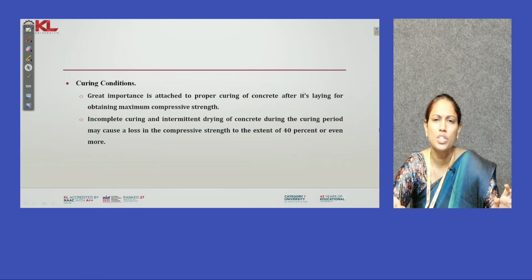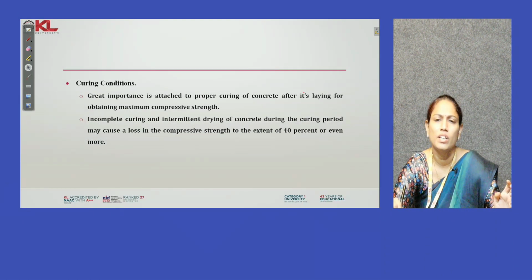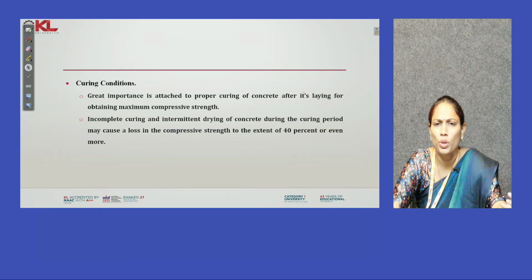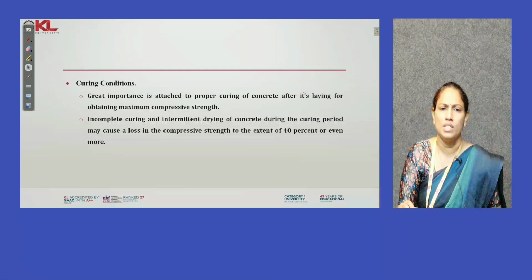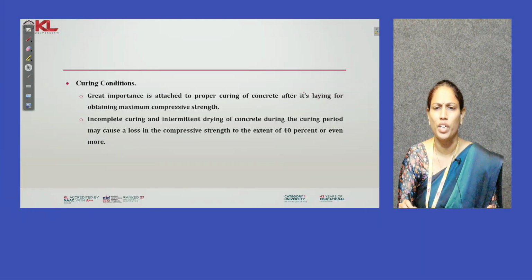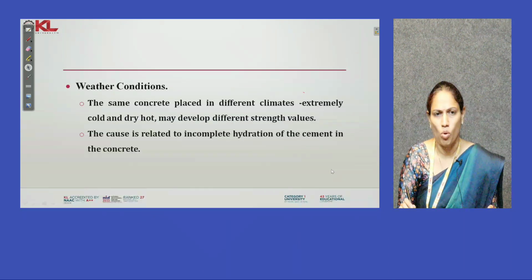Curing conditions means we water the concrete for a certain time so that the strength increases. When water interacts with the concrete, it enhances the strength of the concrete. Great importance is attached to proper curing of concrete after it is laid, for obtaining maximum compressive strength. Incomplete curing and intermittent drying of concrete during the curing period may cause a loss of compressive strength to the extent of 40% or even more.